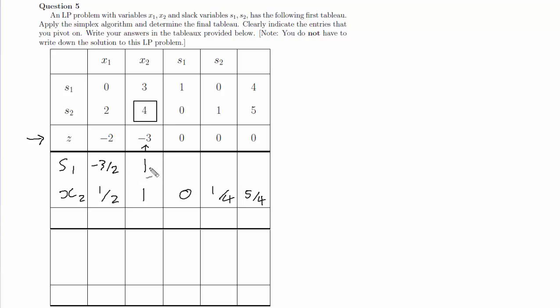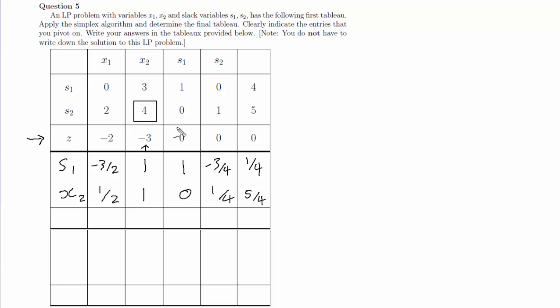By design, this will be 1. This will still be 1. 0 minus 3/4 is minus 3 on 4. And 4 minus 15 on 4 is 16 on 4 minus 15 on 4, which is 1/4.